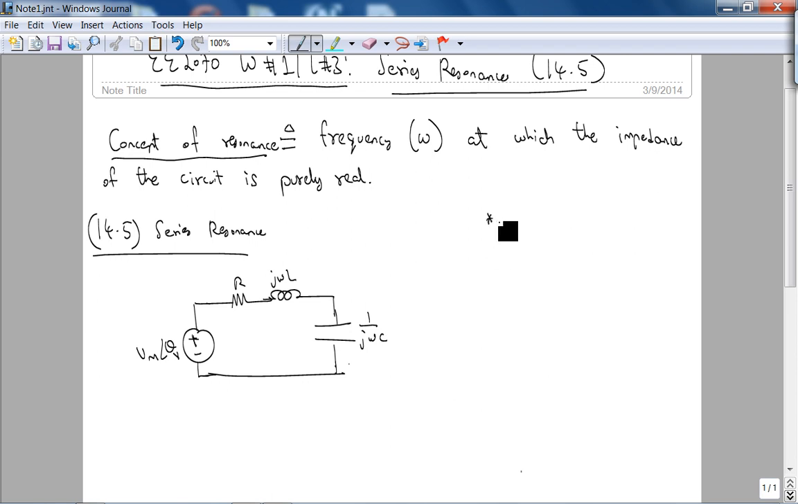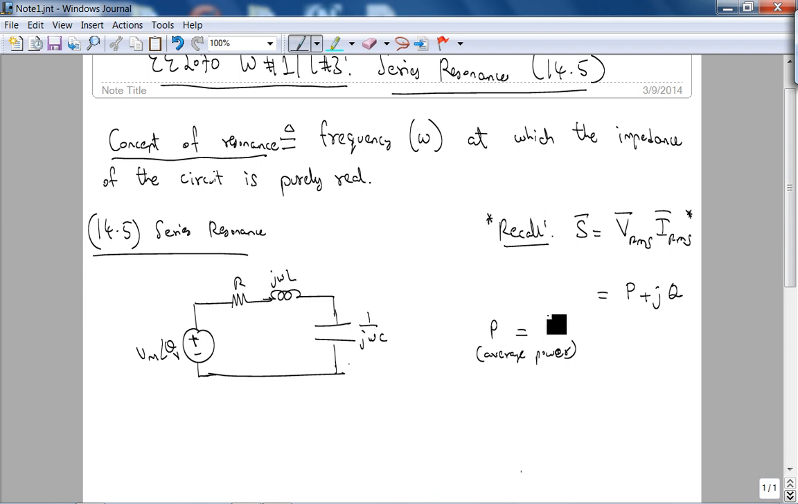So I want you to recall the formula for complex power S bar as V RMS times I RMS conjugate, and we will use these shortly. Again, we'll use this shortly. Well, let me just write this out as P plus jQ, okay, where P is the average power.